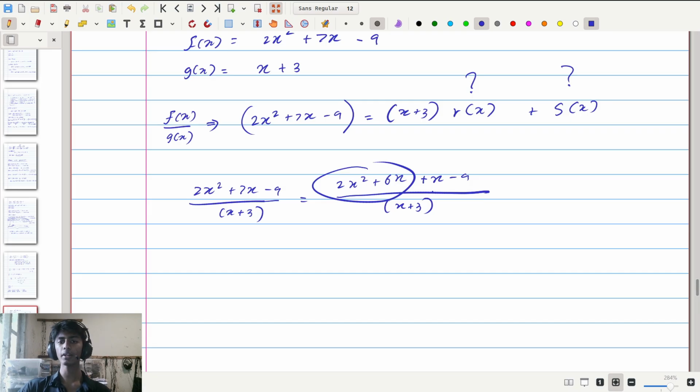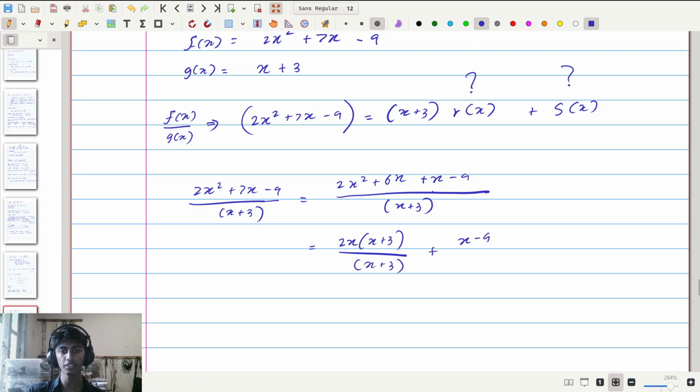So taking this part only, we can factor out an x plus 3 here. We can factor this out as 2x times x plus 3 divided by x plus 3, plus another extra x minus 9 divided by x plus 3. So this part can be easily divided and that will give us 2x here, and we still have a leftover x minus 9 divided by x plus 3.